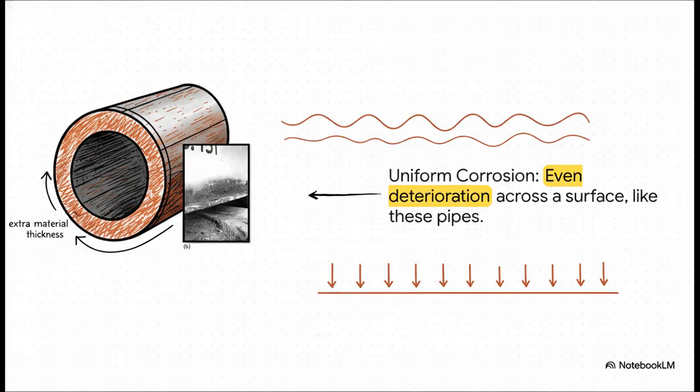Okay, let's start with the one we all recognize, uniform corrosion. Just like the name says, it's an even, predictable degradation right across the entire surface. And because it's so predictable, engineers can actually plan for it. They can just add a little extra material thickness, kind of like a built-in safety margin.